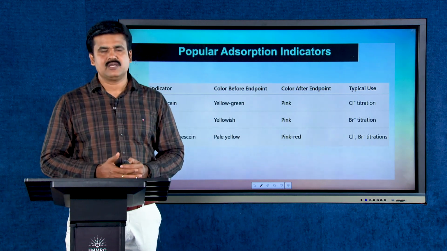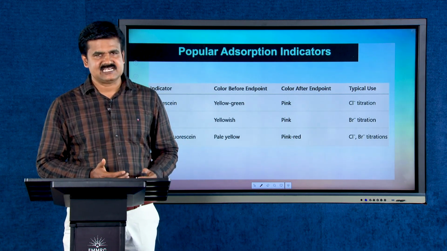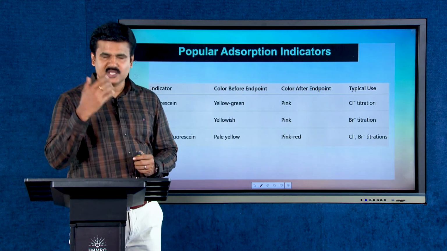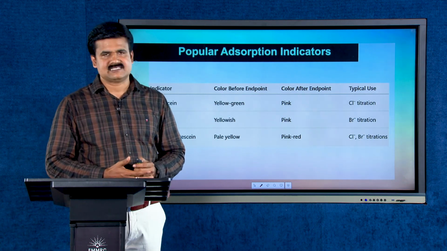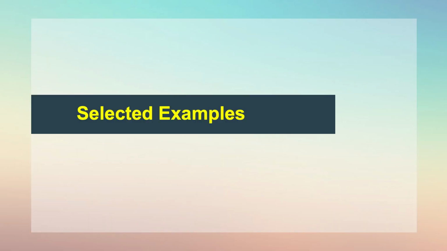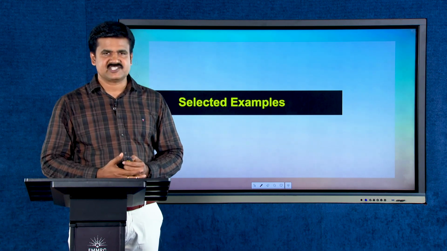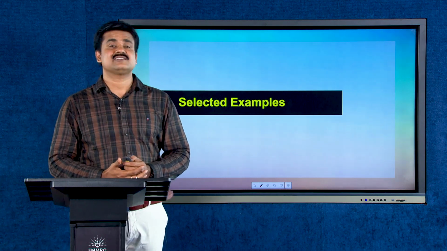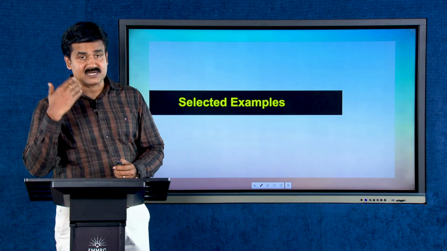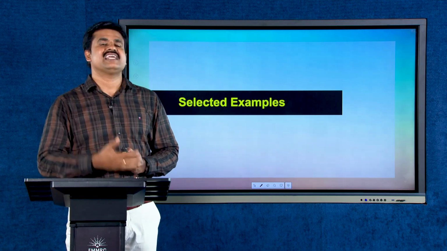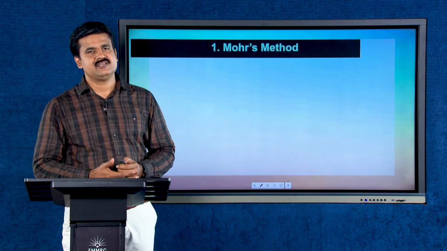So, this is about popular adsorption indicators. You have to remember the names. These include fluorescein, eosin, dichlorofluorescein, etc. Now, we are focusing on some selected examples of precipitation titration. We learned the concept of precipitation titration. We understand the working of a category of indicators used in precipitation titration, that is nothing but adsorption indicators, and now we are looking at some selected examples for precipitation titration.